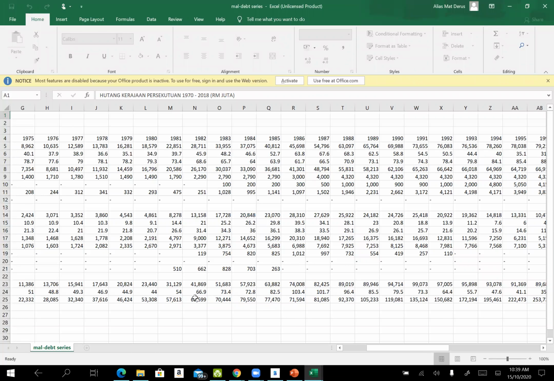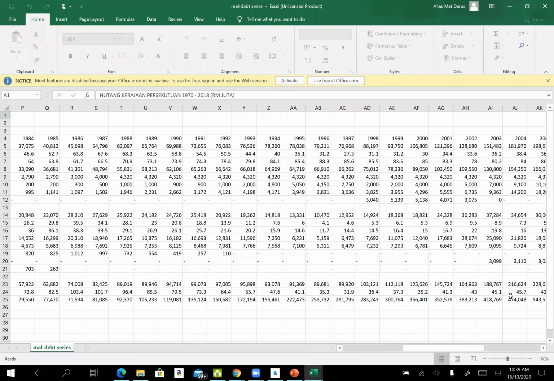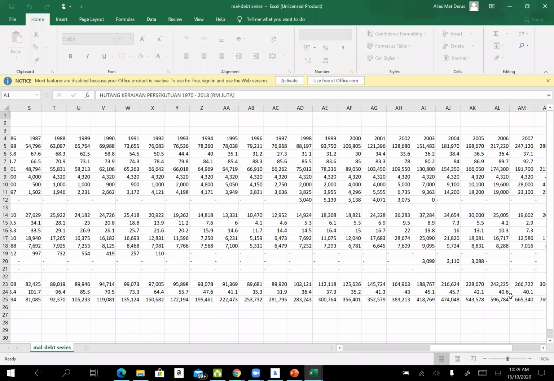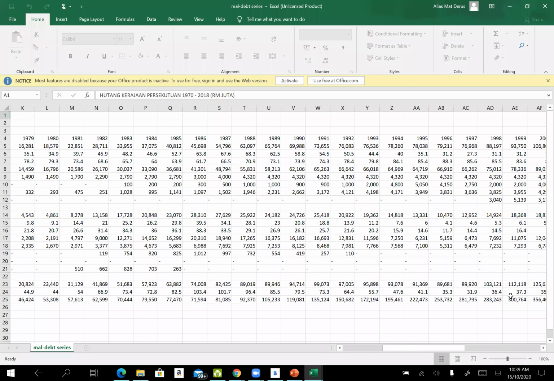You see here the trend is increasing: 54, 66, 73, 72, 82, 100. And then it starts to reduce again. Okay, so was that because of the Asian financial crisis? That one, because of a financial crisis. I don't know. This one, financial crisis, 1986, 87.